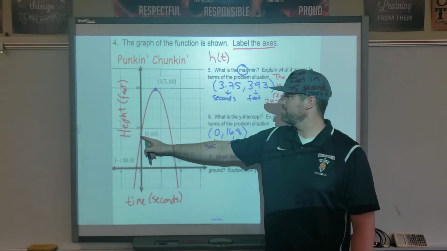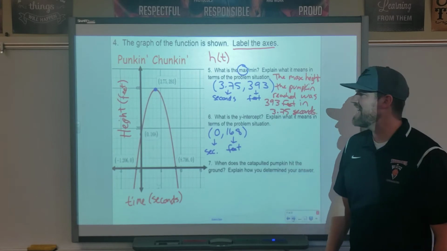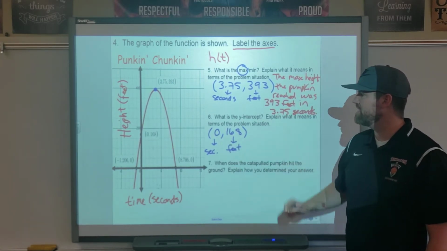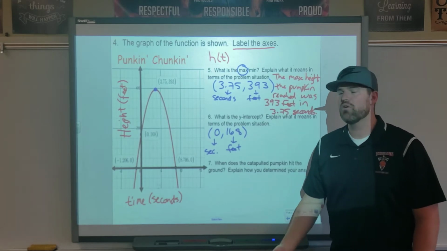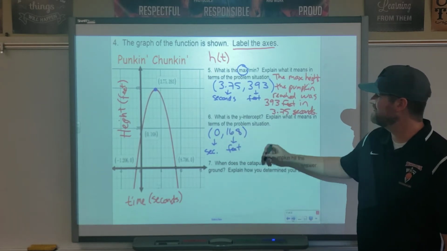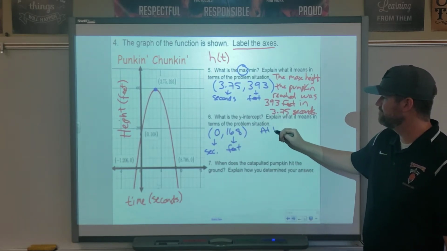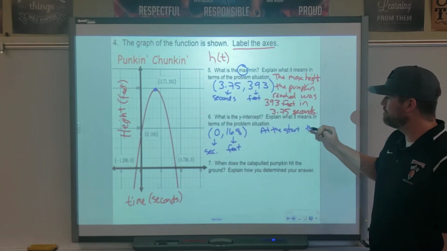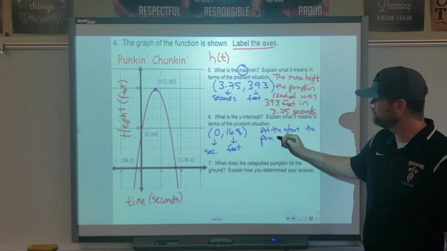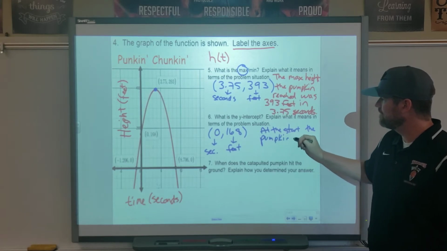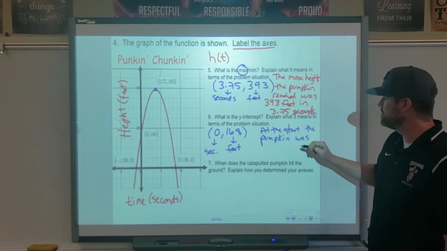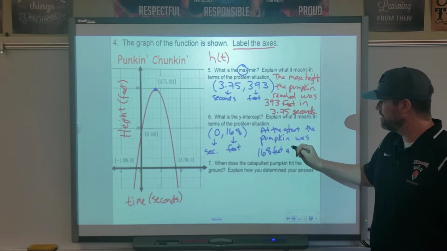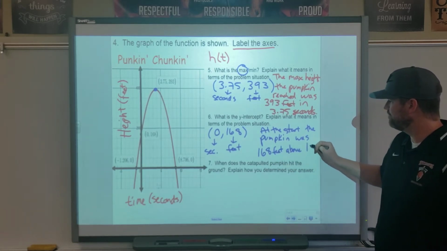If my y-intercept is (0, 168), that means that at a time of 0 seconds, the height was 168 feet. Or at the beginning, so at the start, the pumpkin was 168 feet above the ground.